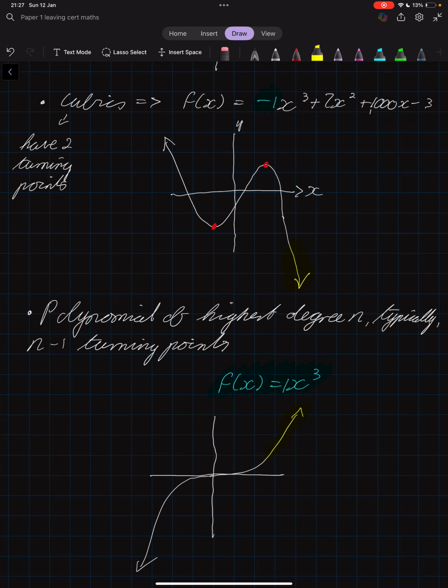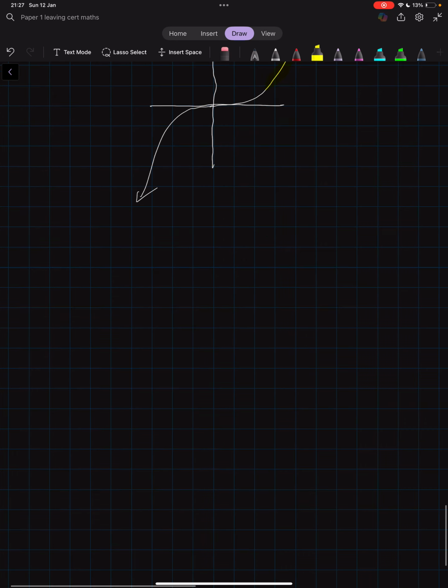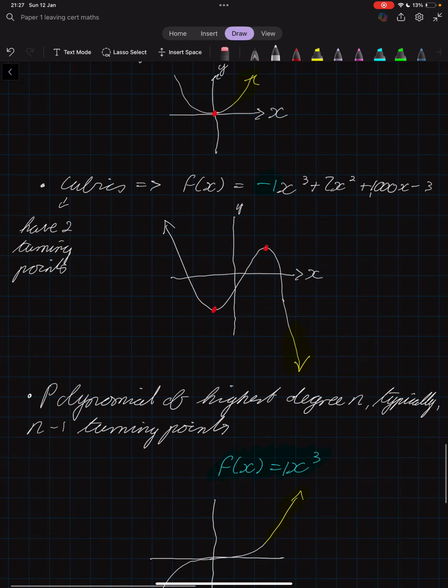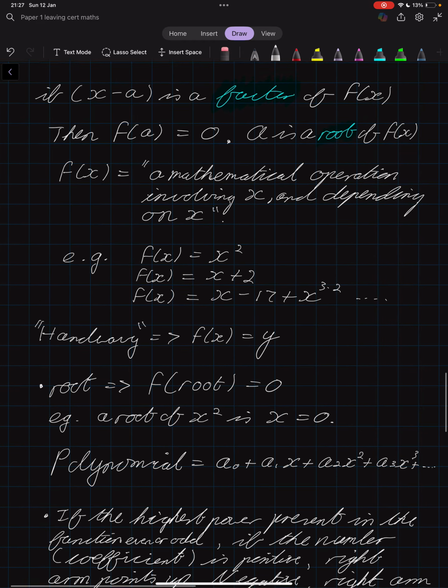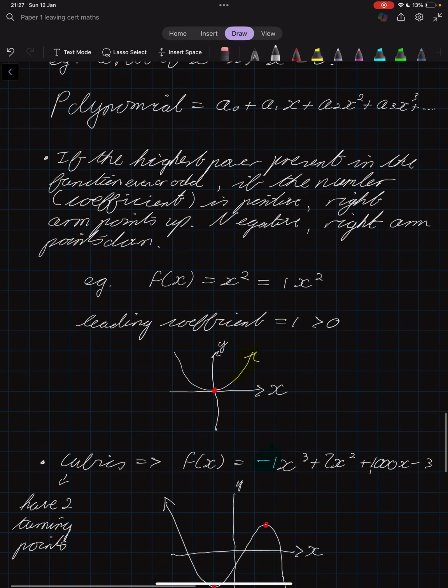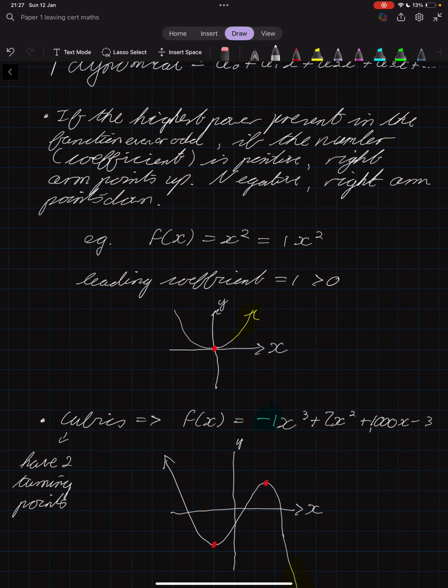So that's the thing to remember. If I didn't write it, I will say it. You have your roots, that's fine. If your highest power, if your number of highest powers is positive, the right hand points up. If it's negative, it points down.